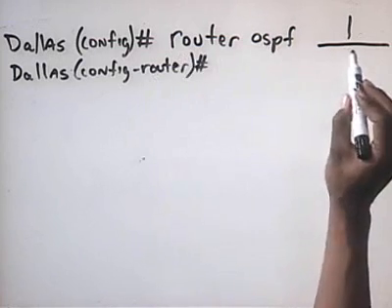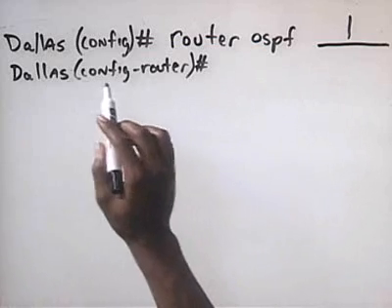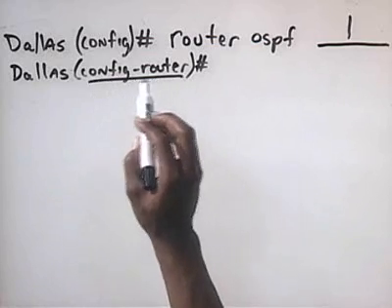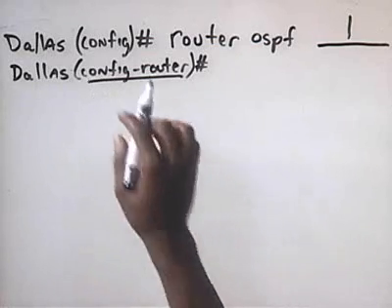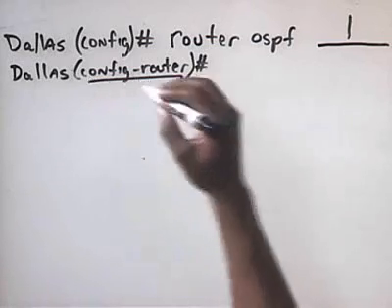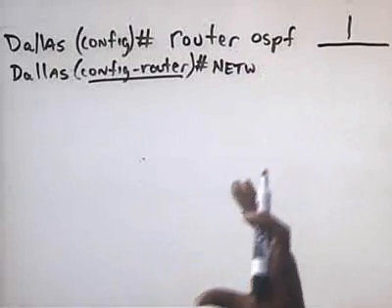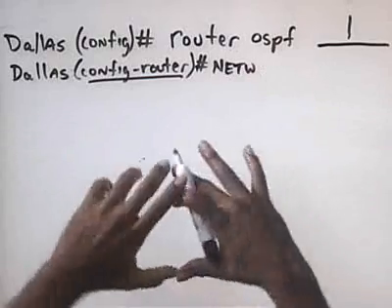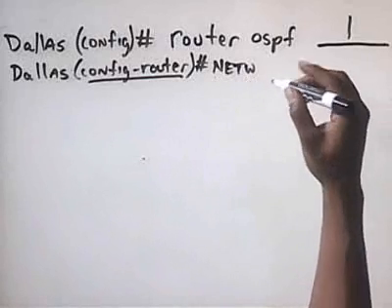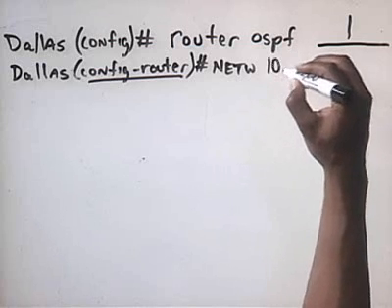Once you've issued this command, router OSPF, and the process ID there, router OSPF 1, notice now the prompt changes to config-router. This is router configuration mode. This is a configuration mode to configure your routing protocol. Once you're in that configuration mode, you now want to indicate what networks you want OSPF to advertise or to gossip to other routers. Okay, so network is the command, network, and then you issue the address or the network address.